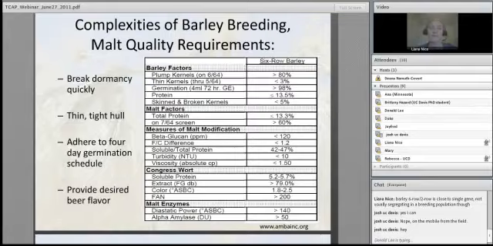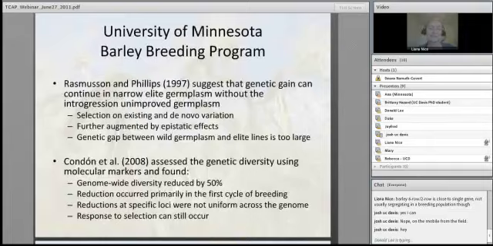In addition to these physiological traits, there's other things such as being able to break dormancy and a very tight germination schedule. And even if a variety matches all of these requirements, it may still be rejected based on not having favorable flavor characteristics. So it's pretty difficult to breed for such a complex trait.